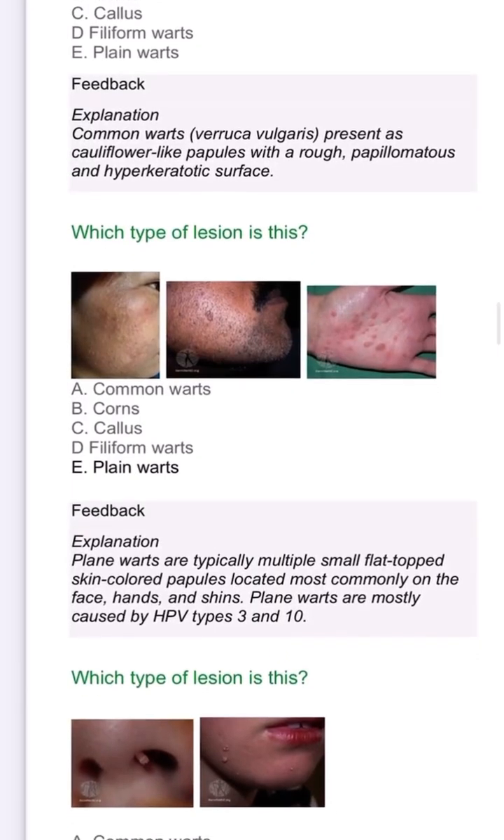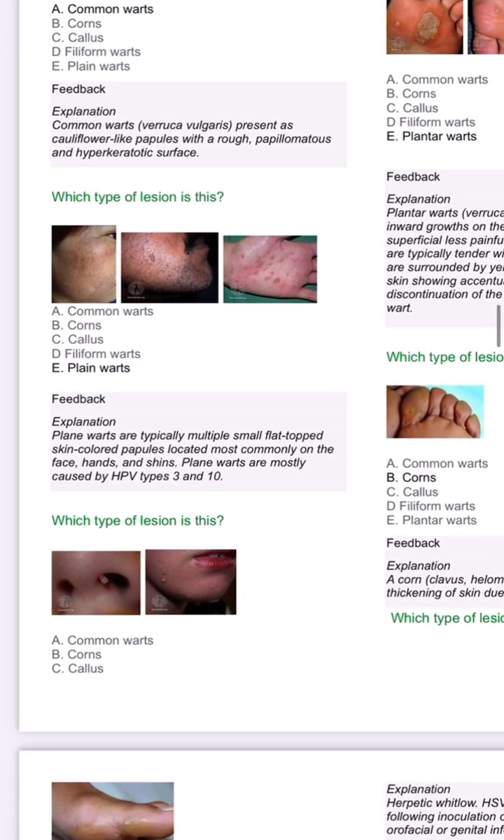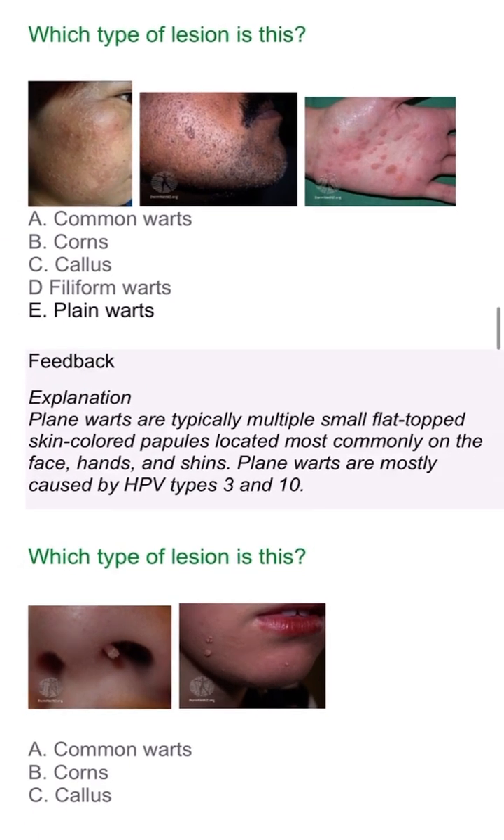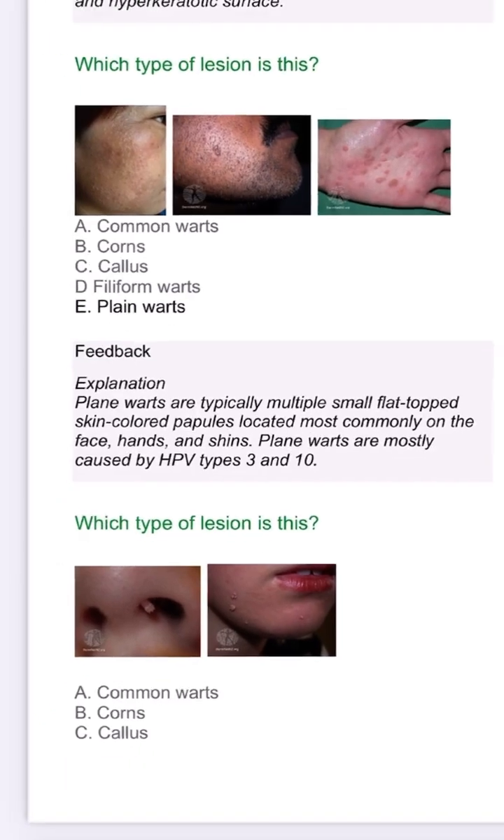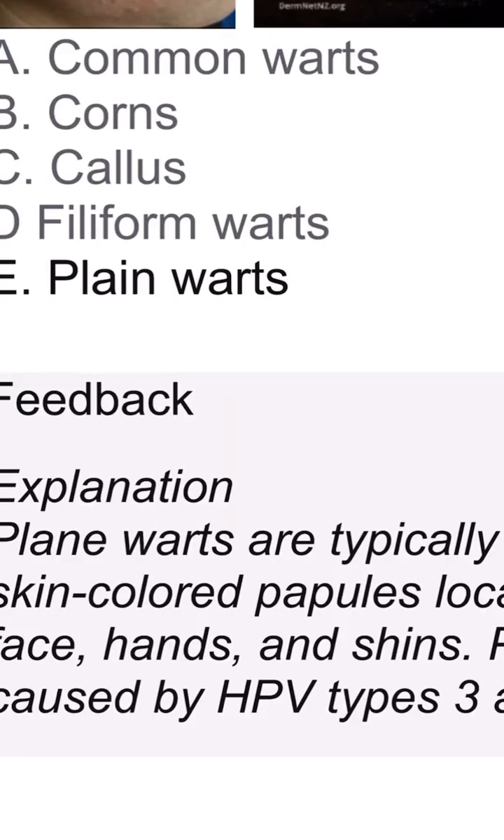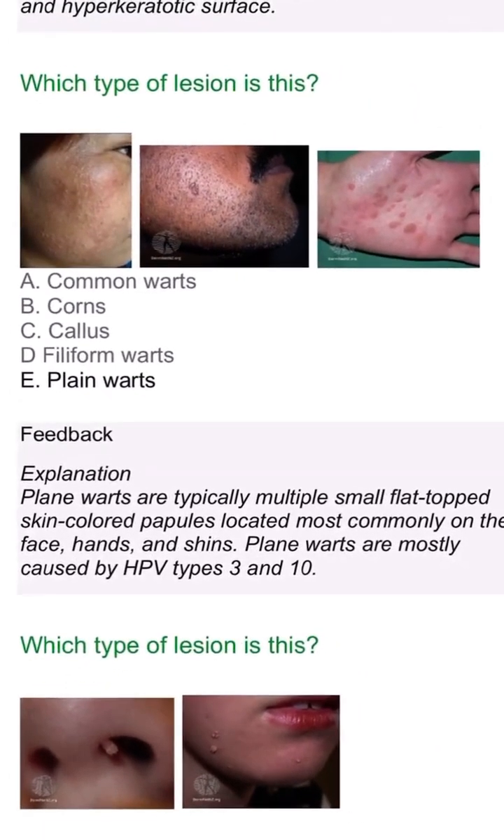So these are plain warts. You can see these are plain warts. Plain warts are typically multiple small flat-topped skin-colored papules located most commonly on the face, hands, and shins. Plain warts are mostly caused by human papilloma virus type 3 and 10. So plain warts: 3 and 10, human papilloma virus. Plain warts has 10 letters, P-L-A-I-N and W-A-R-T-S, and human papilloma virus has 3 words. So types 3 and 10 in plain warts.